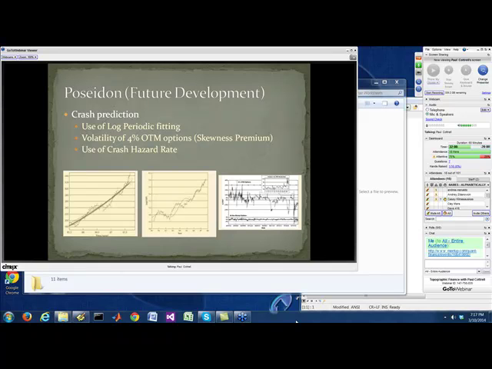Now, another way to do crash prediction is to take a look at out of the money options, or what is called the skewness premium. And you're looking at the 4% range for those. And those are usually picking up more volatility than your in the money options, for 4% away from those options. And I don't have a chart for this, but there is such a thing as hazard curves, and using hazard curves for crash prediction.